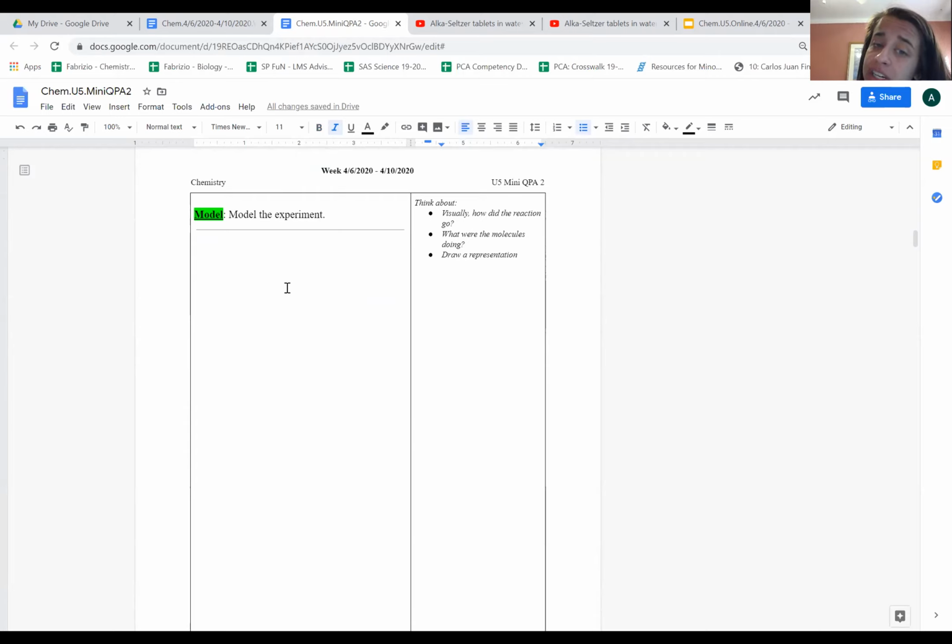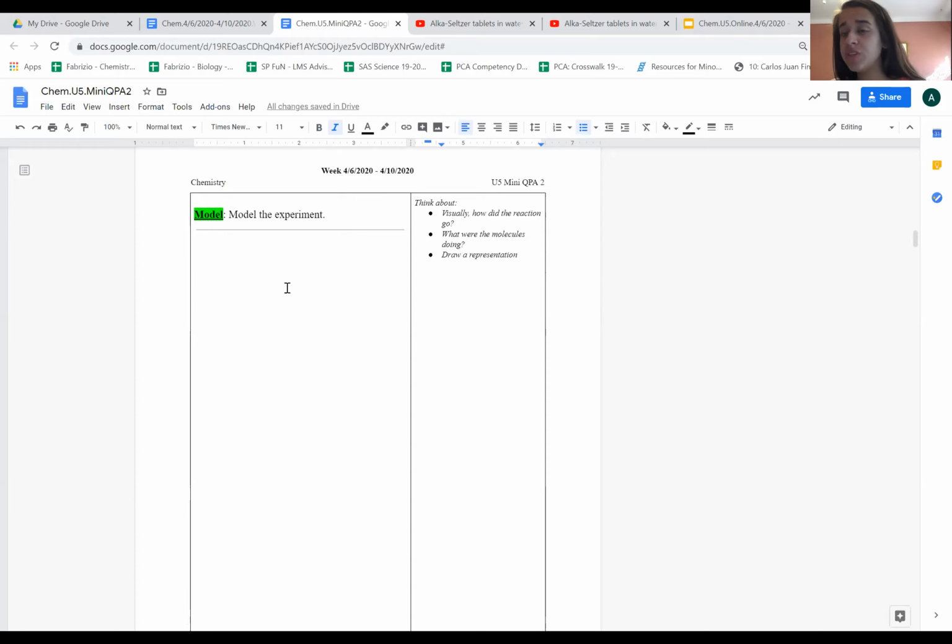Visually, how did this reaction go? What were the molecules doing? And then draw a representation or describe a representation. What's going on at the molecular level? Tell me if you believe that temperature is being represented here.